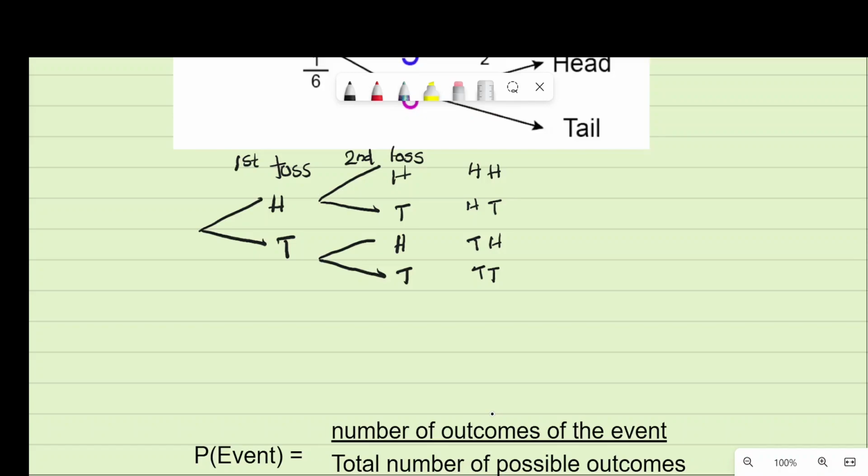Probability of any event is equal to the number of outcomes of the event divided by the total number of possible outcomes. For example, let's take the tossing of the coin once more. As I told you, getting a head is an event. So how do we calculate the probability of getting a head?